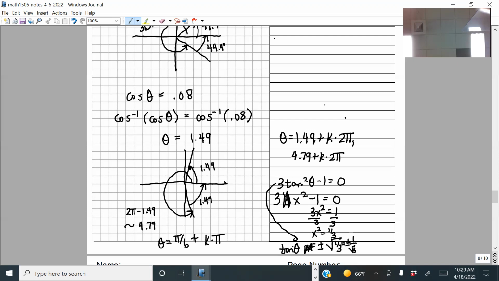However, we forgot the other possibility here. Tangent of theta could be minus 1 over the square root of 3, right? Minus 1 over the square root of 3. So where is tangent negative?